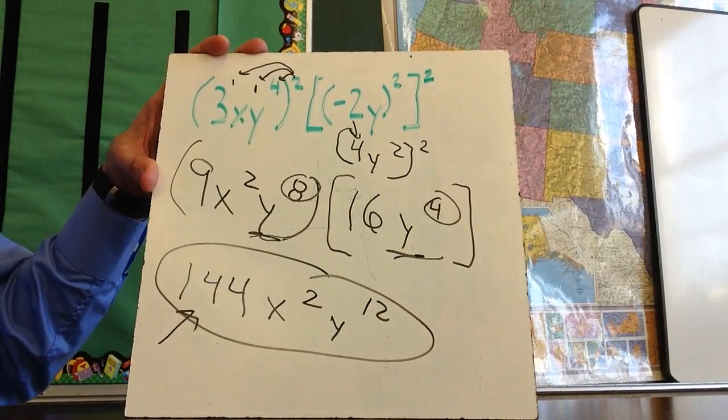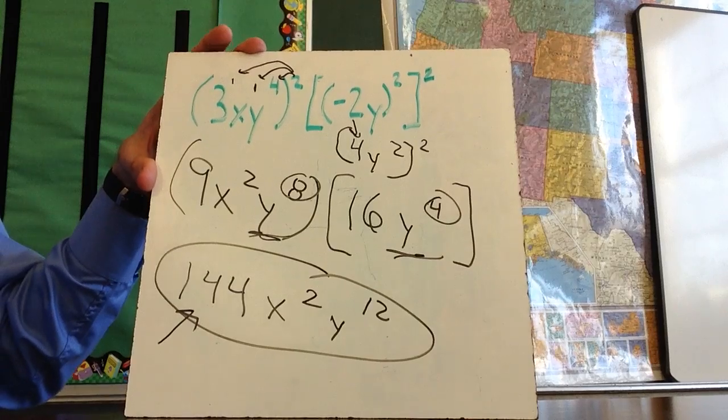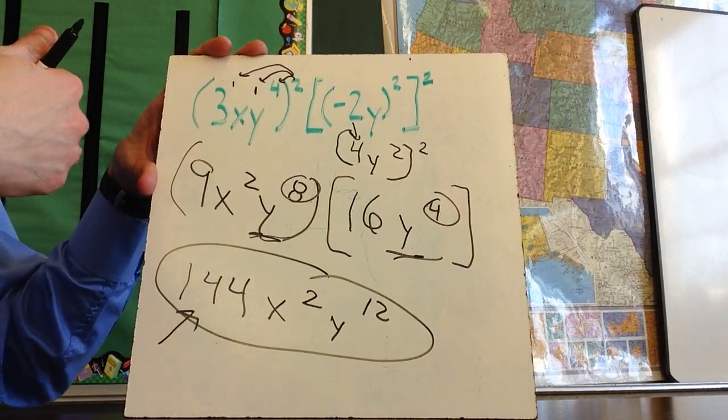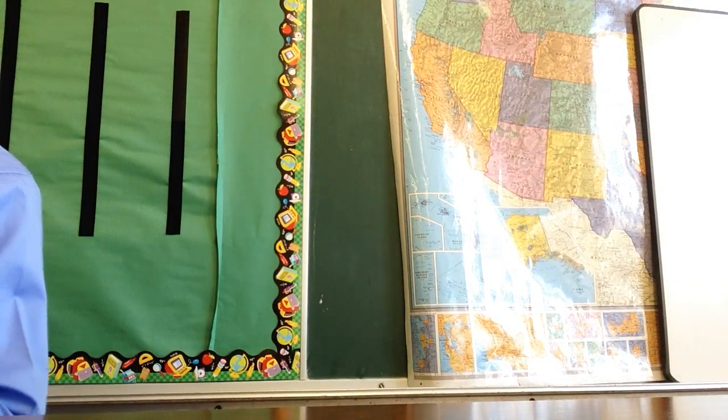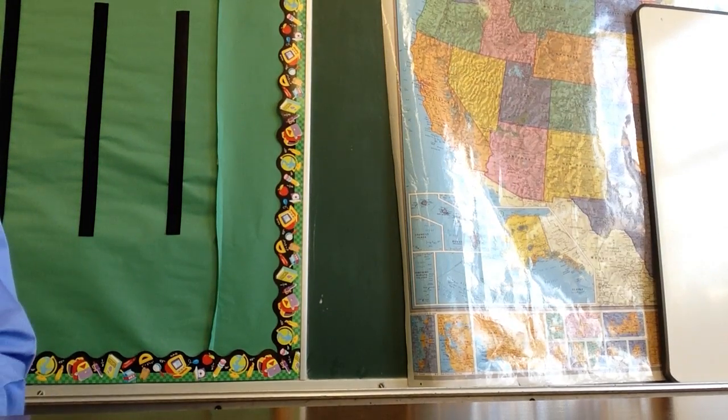And the shortcut is that I can add the exponents. But I'm not adding. I'm actually multiplying. This whole problem is all multiplication. It's really important that we remember that. Otherwise, things start to get confusing a little bit later down the line.